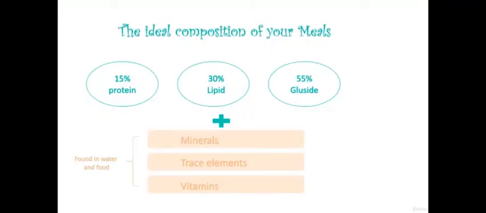We cannot surpass the ideal composition of our meal when we tackle the subject of nutrition, which is 15% protein, 30% lipid, and 55% glucide, plus minerals, trace elements, and vitamins, which are found in water and food. Well, are you supposed to eat this way? To answer this question, let's take a concrete example.